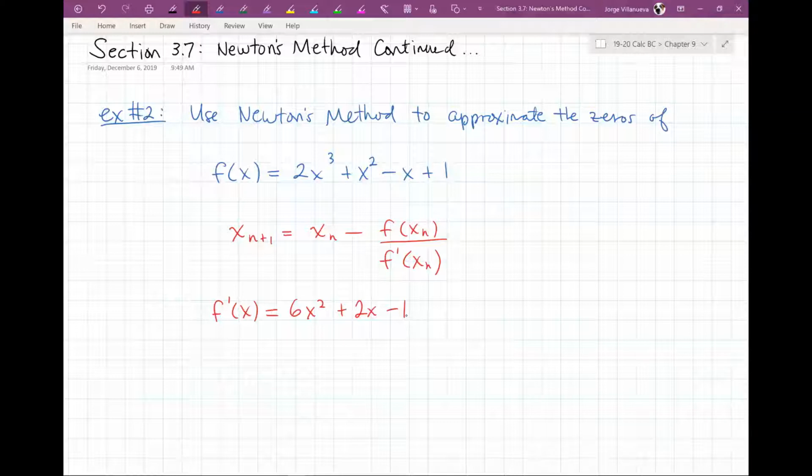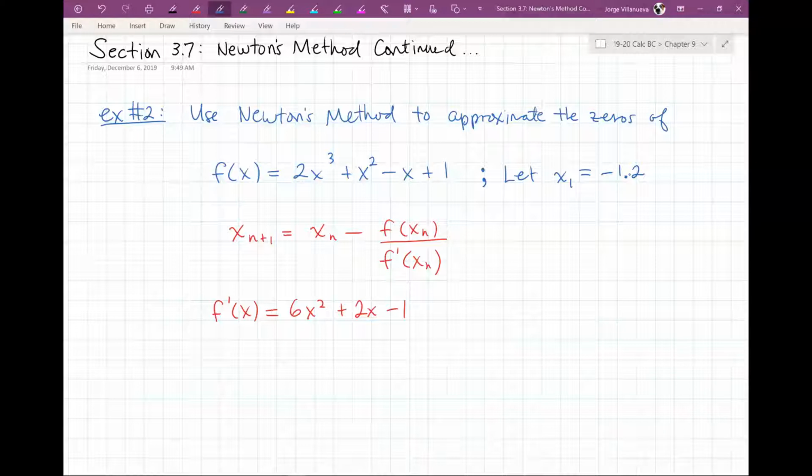Now, they do tell us, oh, I forgot to write this in the main problem. Up here, put let your initial guess, x sub 1, equal to negative 1.2. So they told us, here's your initial guess. Notice they didn't tell us how many iterations or anything like that. But they said, make sure your initial guess is this.